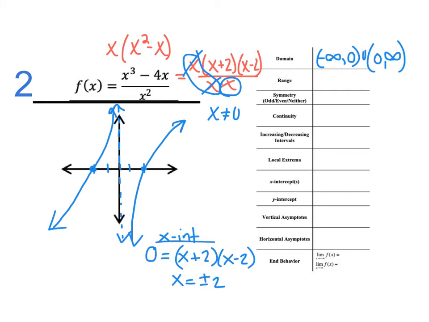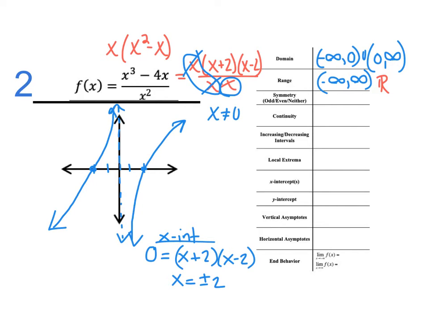The range, well, this graph goes infinitely downward and infinitely upward, so there's no break in my range. This is all real numbers, or I can say negative infinity to positive infinity. I would also accept this notation, all real numbers. Okay, how about any symmetry?